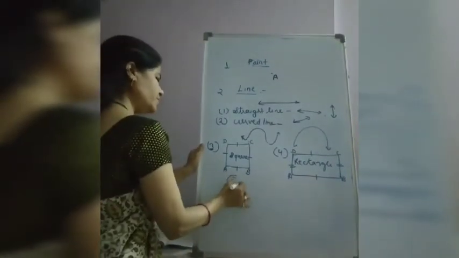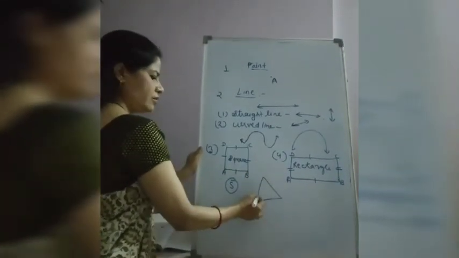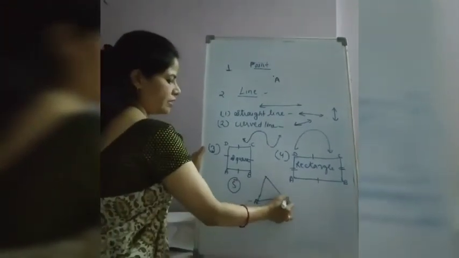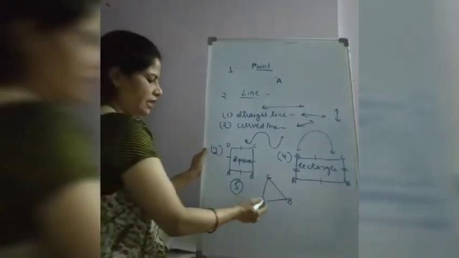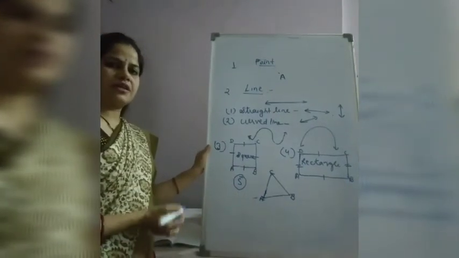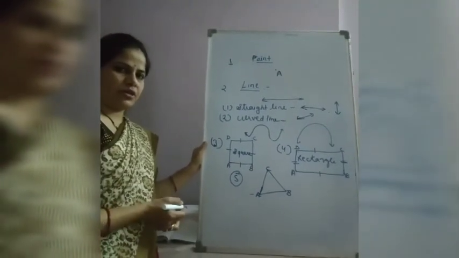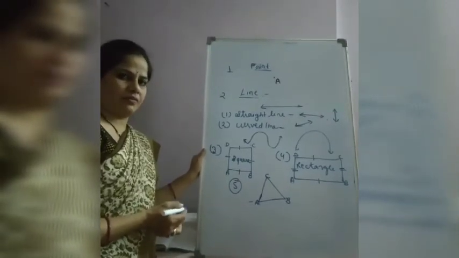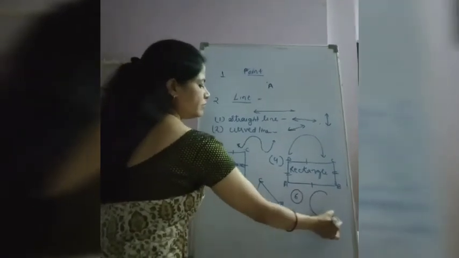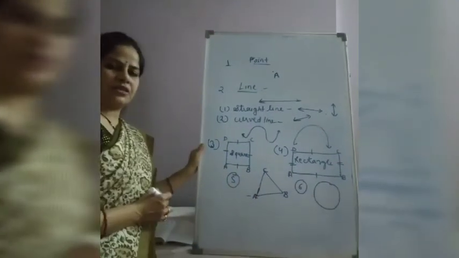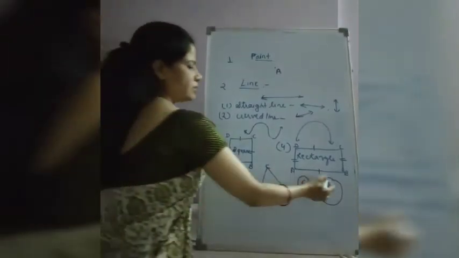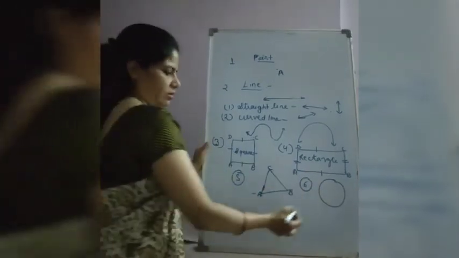Then next shape is of triangle. A triangle has three corners, A, B and C and three sides, AB, BC and CA. And it is not compulsory that a triangle has equal sides. Okay, the sides may be equal or unequal. Okay, now next shape is of circle. A circle is a plane shape. Okay, and it has no sides and no corners. A circle has no sides and no corners.